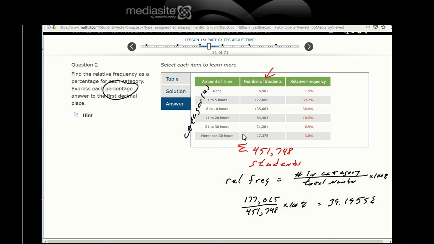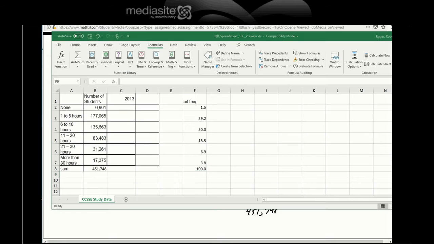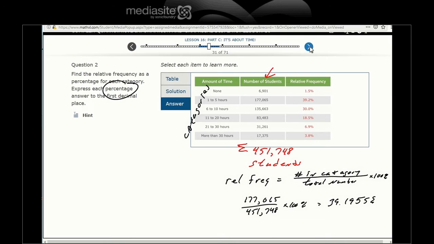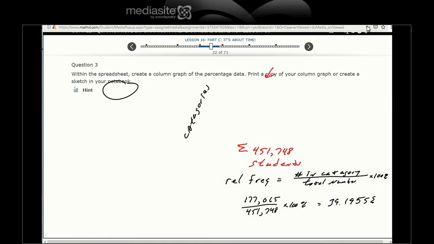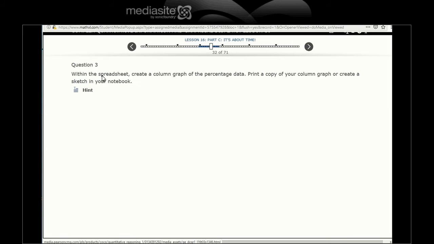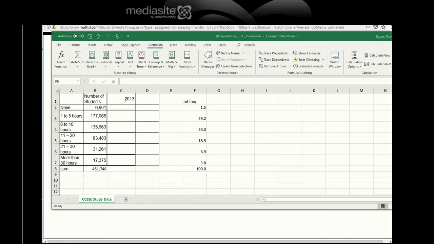I still like doing it with technology, especially if you have the data already set up to do that. Within the spreadsheet, create a column graph of the percentage data. Print a copy of the column graph or create a sketch in your notebook. So within the spreadsheet, create a column graph.